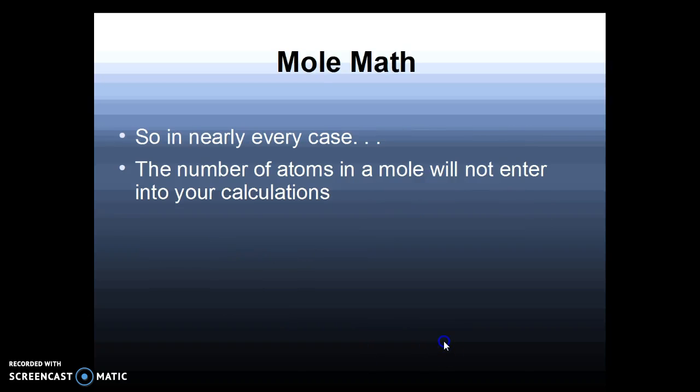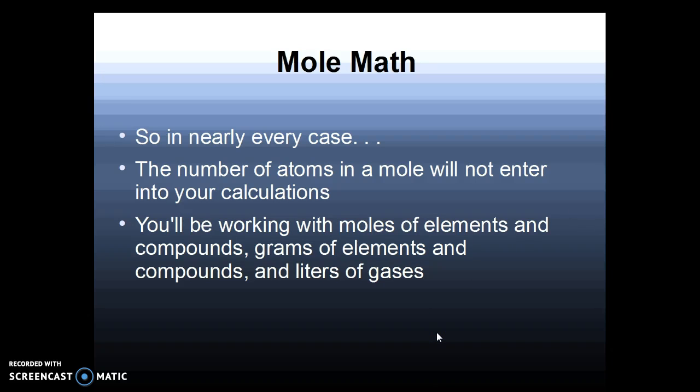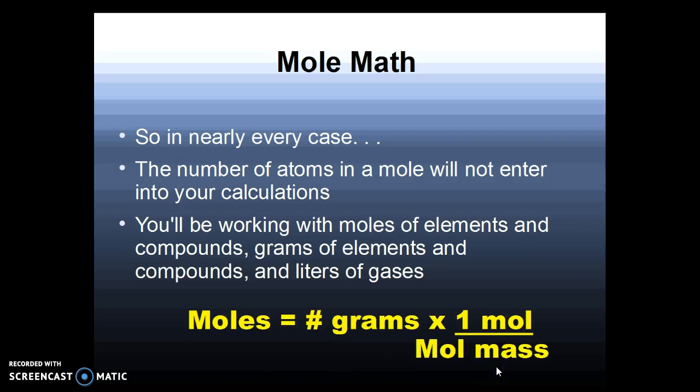So in nearly every case, the number of atoms in a mole will not enter into your calculations. You'll be working with moles of elements in compounds, grams of elements in compounds, and liters of gases. And here is an equation that would be helpful. Number of moles of anything is equal to the number of grams times the ratio 1 mole over the molar mass.